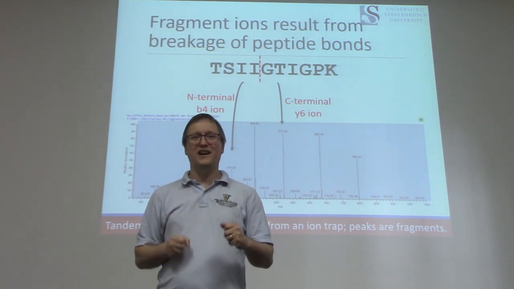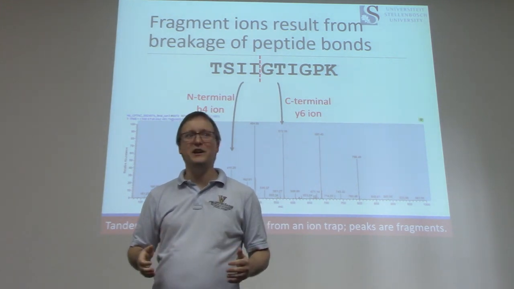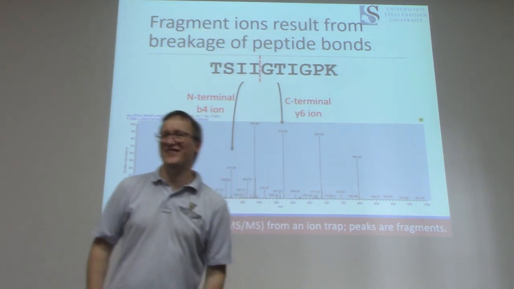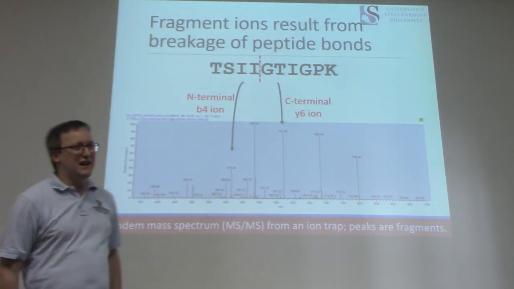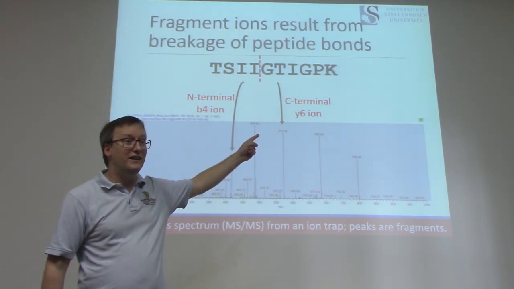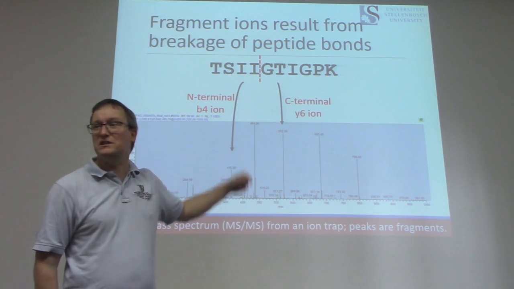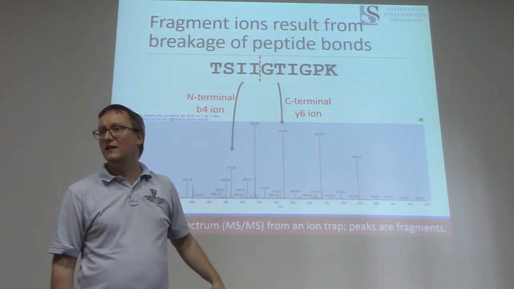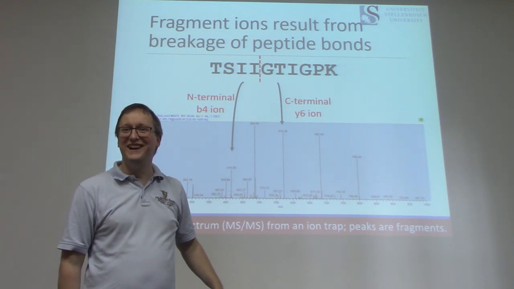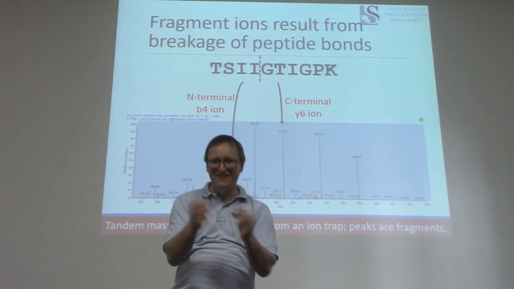What's a T? Did I hear someone say threonine? Yes, it was Janine. Janine said threonine. That's very, very nice. Great. All right. How about that P down there? What's that? Proline. Very nice. What's the final amino acid? Say it. I think it's lysine. It's lysine. Done. Well done.